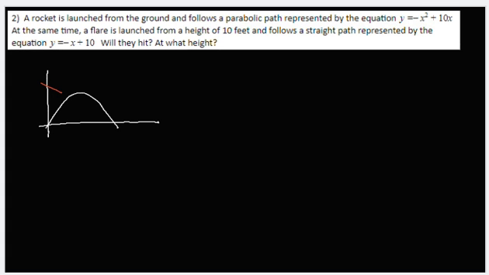Looking at what we have here, we've just got classic x and y this time. And we have y equals negative x squared plus 10x and y equals negative x plus 10. So if they hit, that means their paths cross at exactly the same time, same height at the same time. So we're looking at y equaling y. They will hit when negative x squared plus 10x equals negative x plus 10. So let's go ahead, add x and subtract 10 from each side.